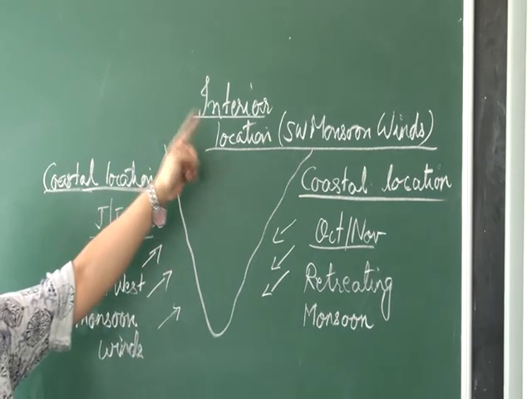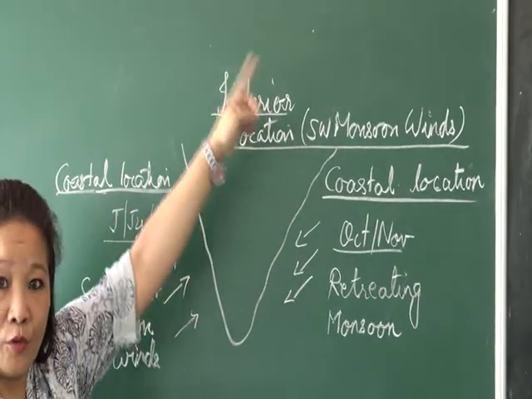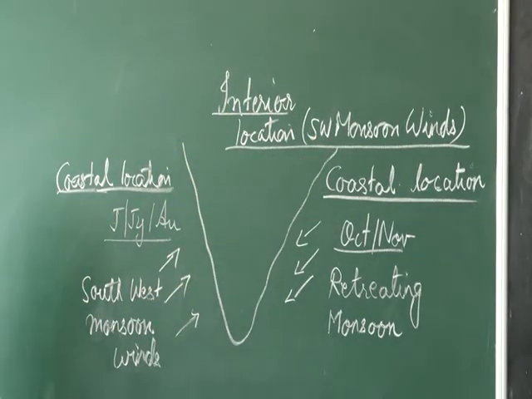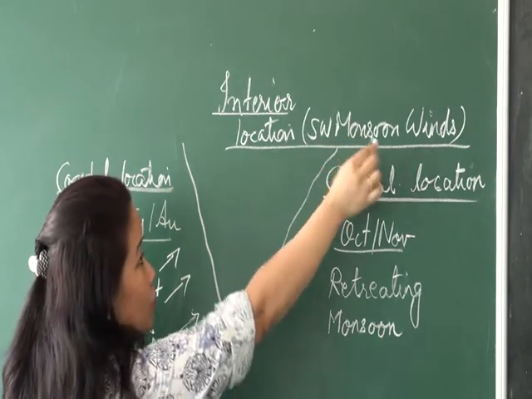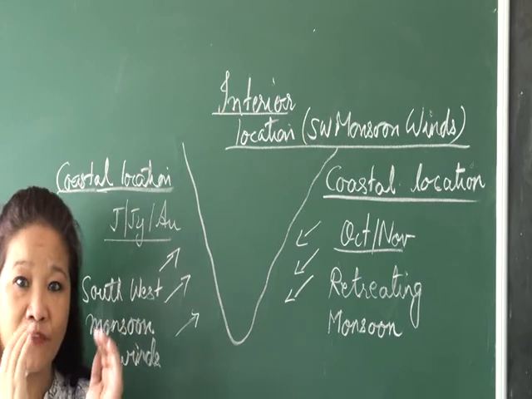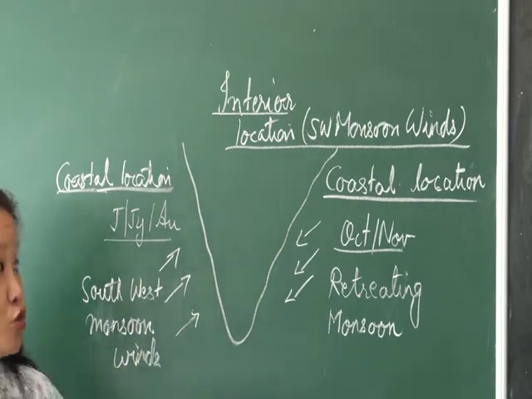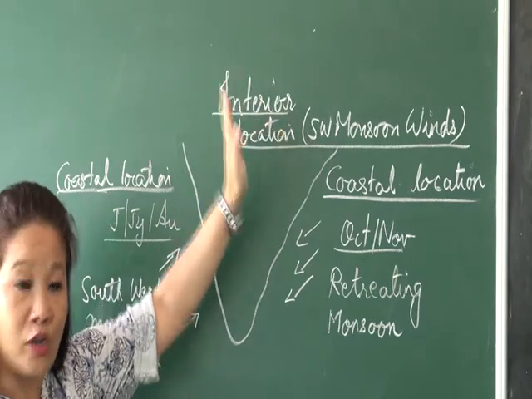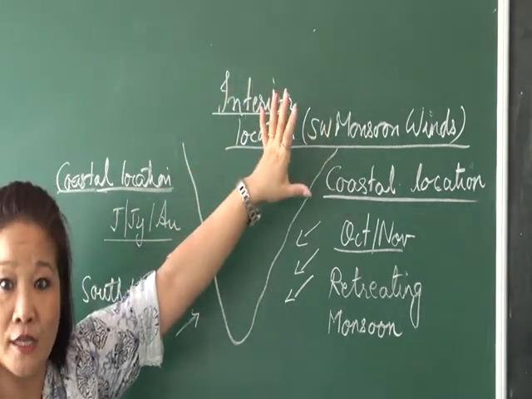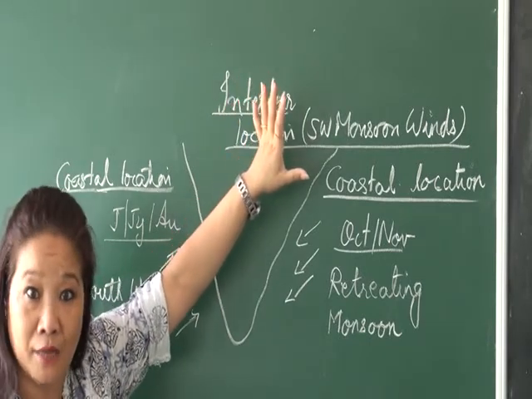In case of interior location, the rainfall recorded is always during the summer season from the southwest monsoon winds, because as I told you, this is the only source of the major part of the rainfall. Now don't get into the false notion that there are no other sources. Of course, in some parts of northern India, local winds bring rainfall, like the nor'westers or the Kalbaisakhi.